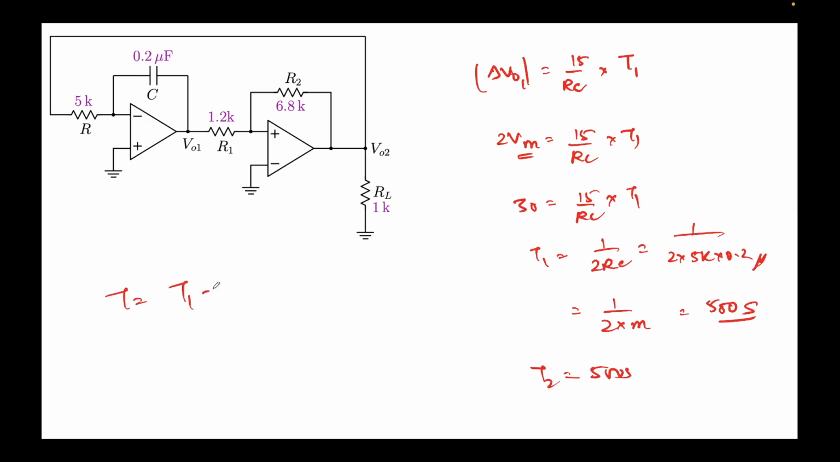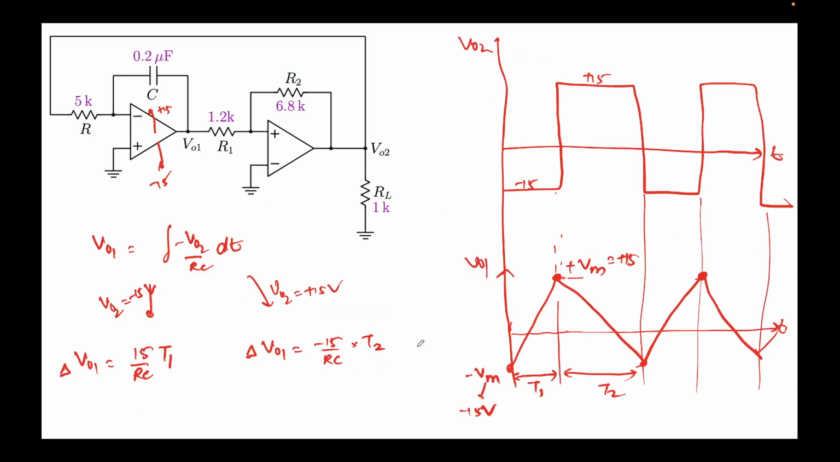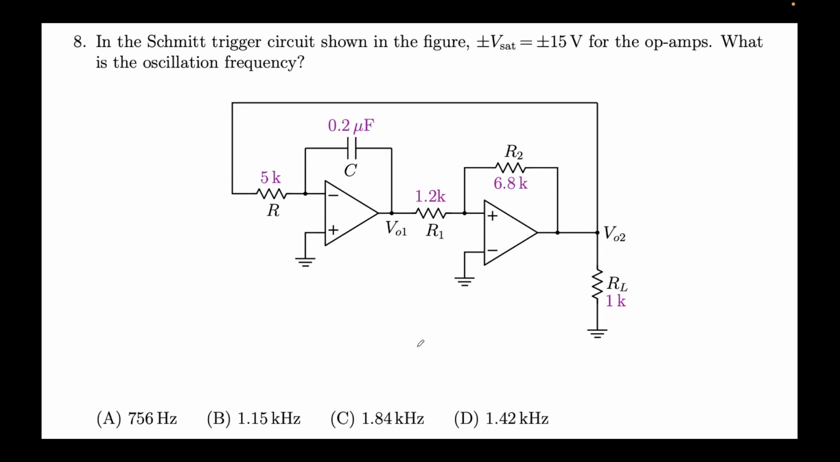Total time period T equals T1 plus T2 equals 500 plus 500 seconds, which turns out to be 1000 seconds. And if you convert it to frequency, which is 1 over T, so 1 over 1000, it comes out to be 1 second, I think I made a mistake somewhere. Let me hold on a second, I'll try to figure it out. In the problem we are required to find the oscillation frequency.